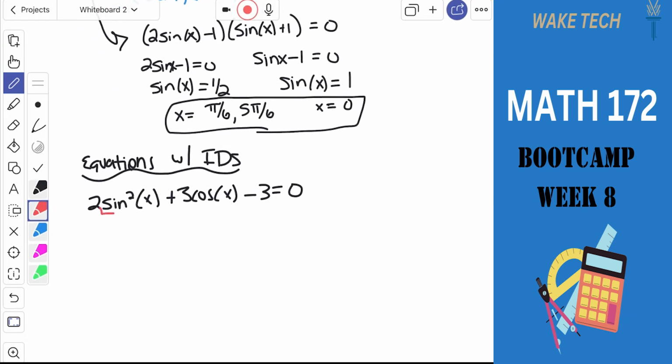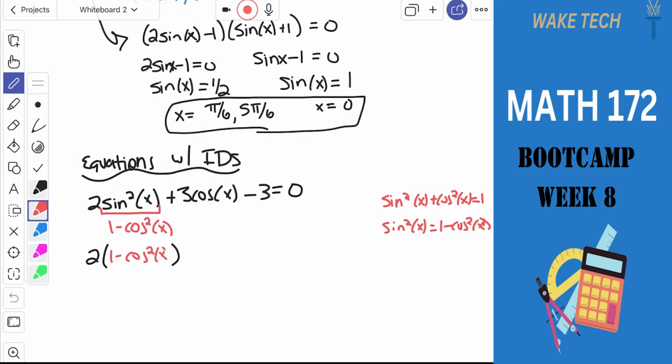We have an identity that says you can replace sine squared x with 1 minus cosine squared x. That's the very first identity off of page 92. Sine squared x plus cosine squared x equals 1. That means that sine squared x is 1 minus cosine squared x. So what we will do is make that replacement. In place of sine squared x, we'll put 1 minus cosine squared x. Keep everything else exactly the same.